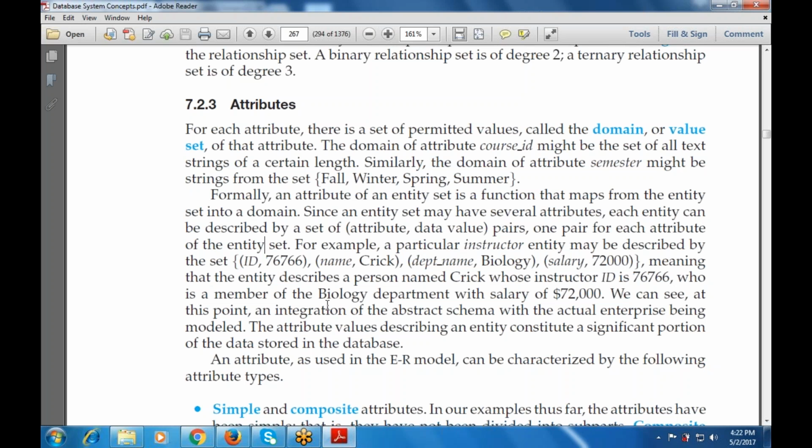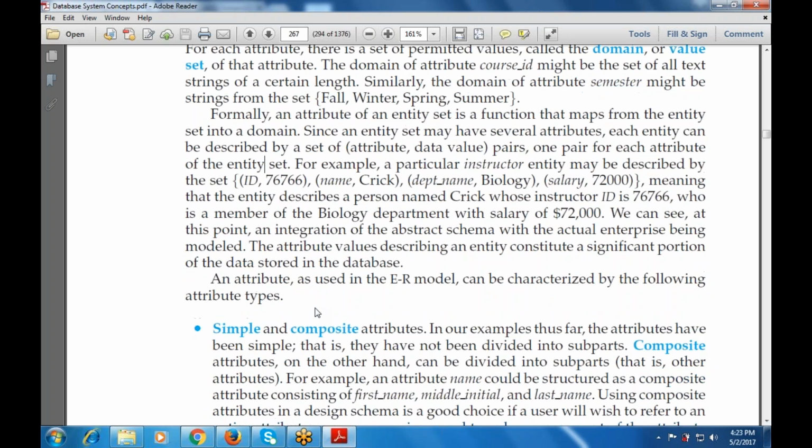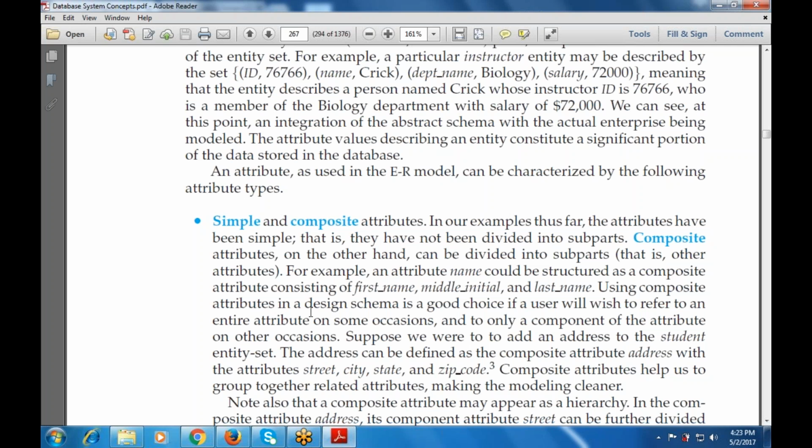We can see at this point it is an integration of an abstract schema with the actual enterprise being modeled. The attribute values describing an entity constitute a significant portion of the data stored in the database. Whatever attributes are used in the ER model can be characterized by the following attribute types. One is simple and composite attributes. Composite attributes are further divided into subparts. For example, name may be divided into three parts: first name, middle name, and last name. In the same way, address includes the attributes street, city, state, zip code.